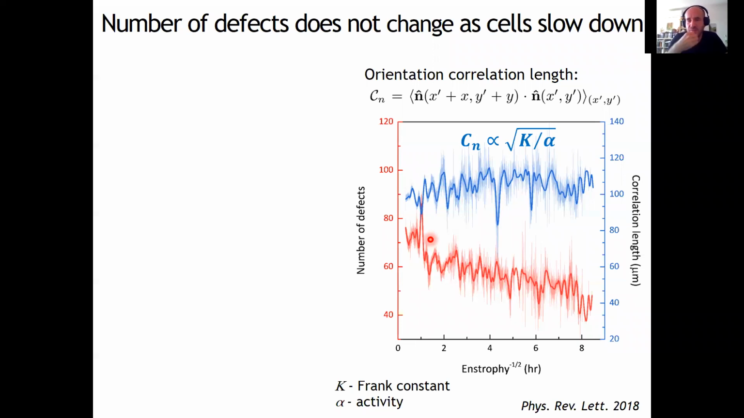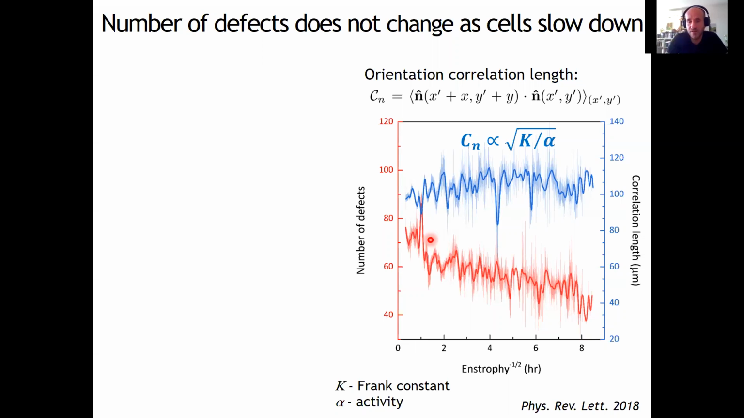So let me proceed a bit, because I really want to come to the second part, which is a different experiment, and I will need a bit of time there. One thing I want to end this part with is to say that the defects actually remain. You remember the system slows down with time. But if you look at the correlation length of the director and the number of defects, which should more or less scale together, you see there is no change during all these dynamic states, which is very surprising.